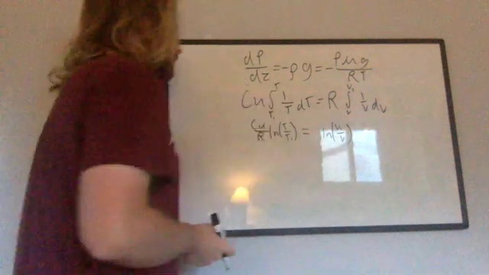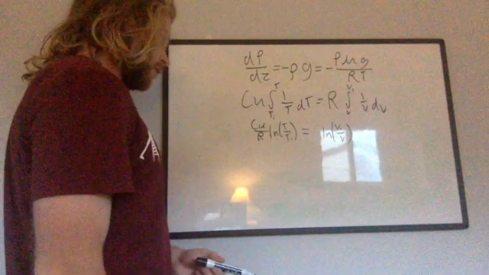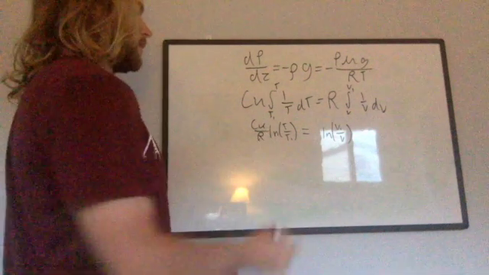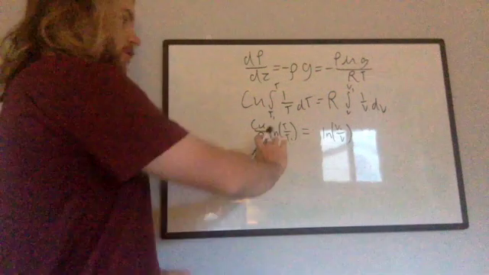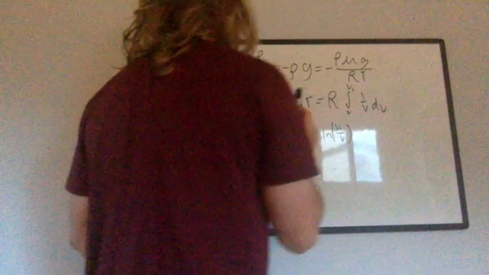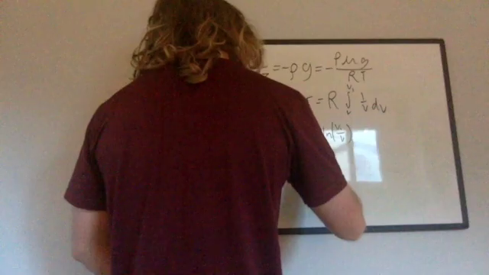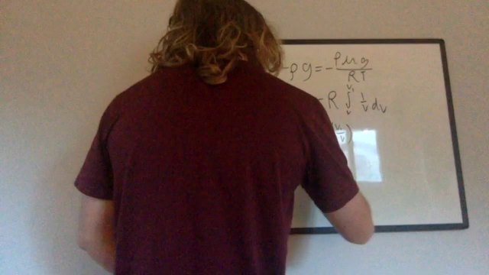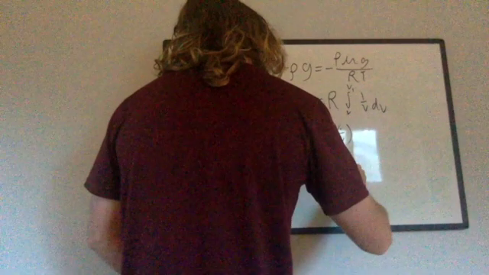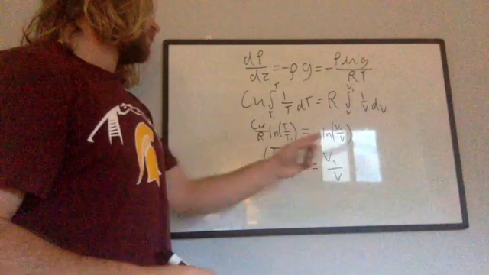Alright, and the next thing we're going to want to do is get rid of these natural logs. And when we do that, this is going to put Cv over R as an exponent of this T over T1 expression that we have right here. And this is just going to become V1 over V. So this is going to become, there you go.